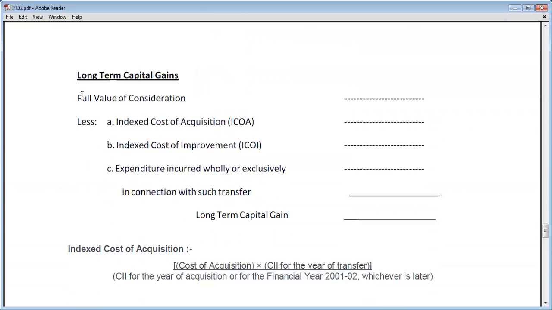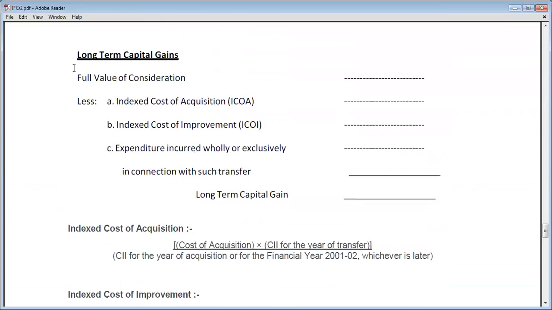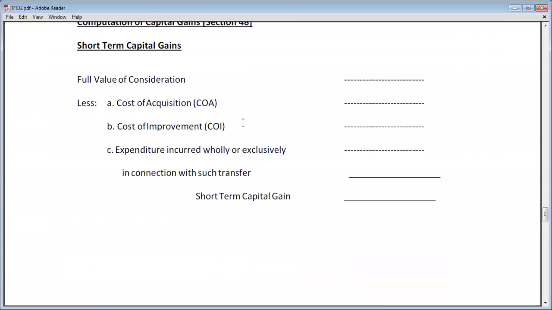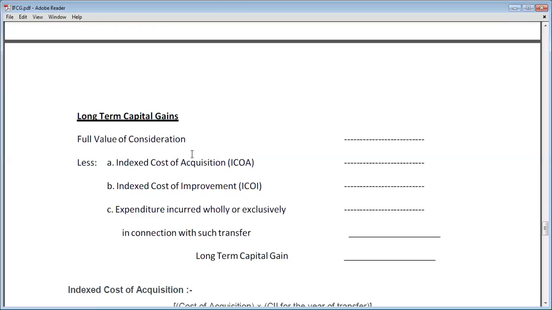So first we will write the full value of sales consideration, as we wrote in short-term capital gain also. Then we will less the indexed cost of acquisition. Here we less only the cost of acquisition. Now we will do the indexation of the cost of acquisition. Then we will write that amount. So how will we index the cost of acquisition?